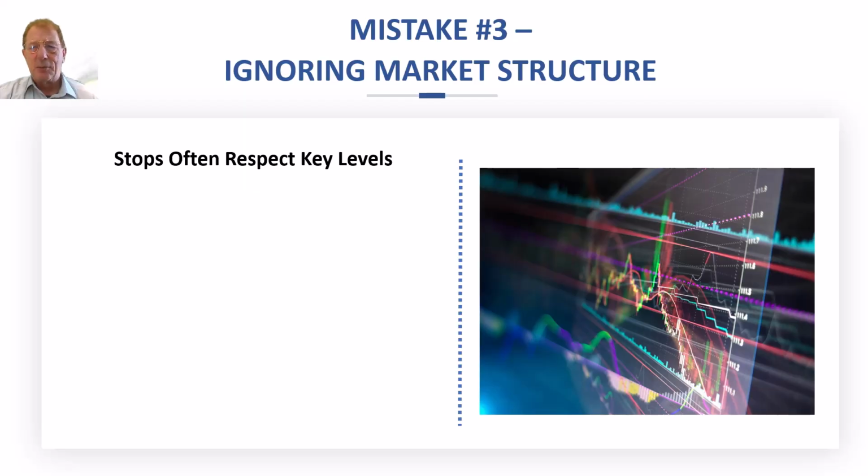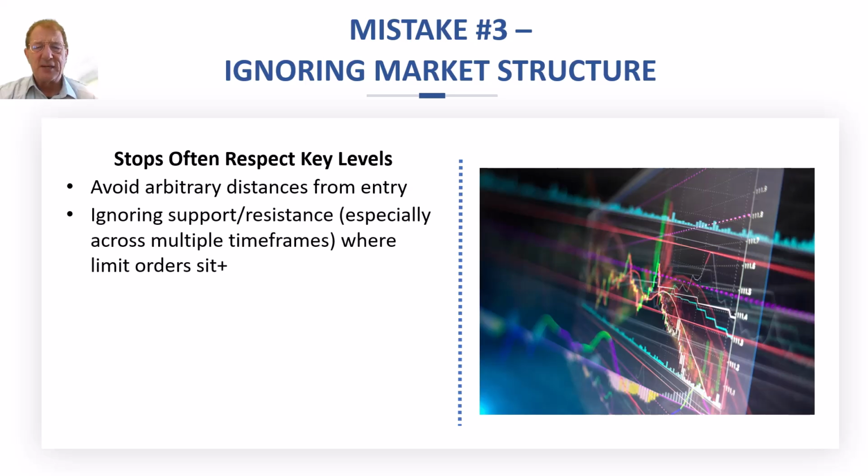Mistake three is to ignore market structure. Stops often respect key levels, so avoid arbitrary distances from entry and use key levels as a guide as to where to place your stop. If you ignore support and resistance, especially across multiple timeframes where limit orders sit, then that could be to your detriment. If you want to stay in a trade, you need to avoid a support, for example, and place it just beneath. Ignoring support and resistance, especially across multiple timeframes where limit orders sit in abundance, is something that you don't want to do.